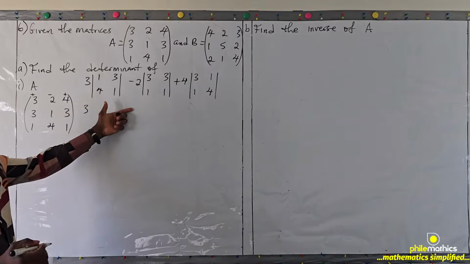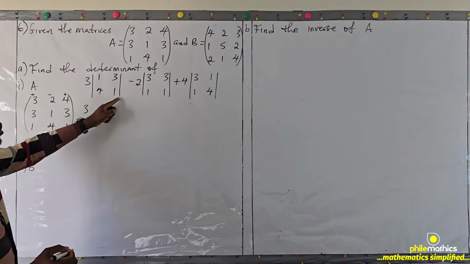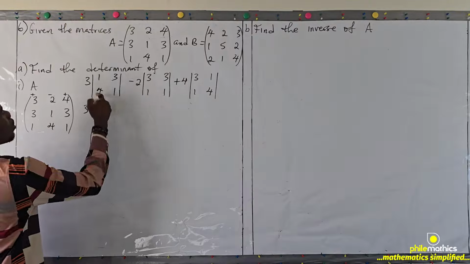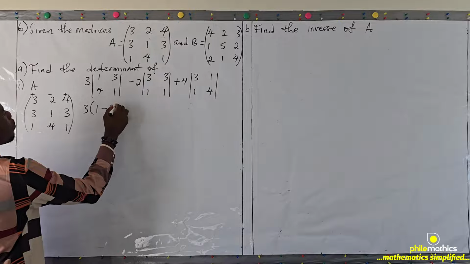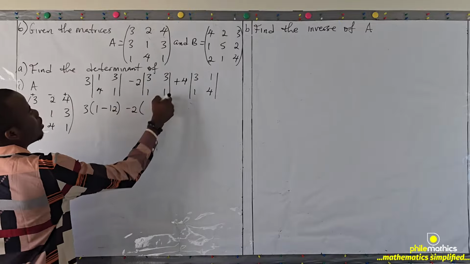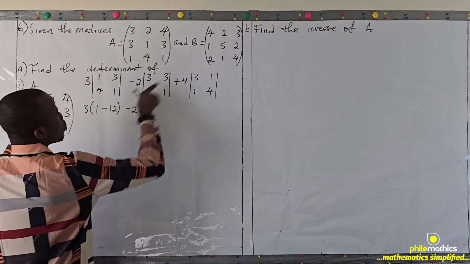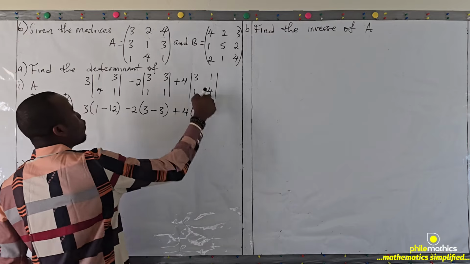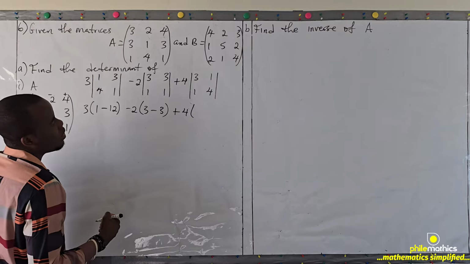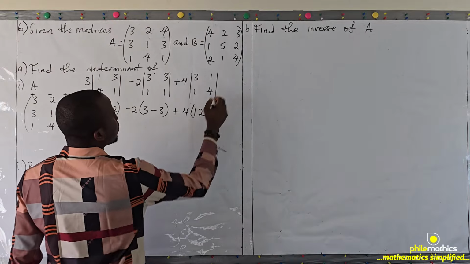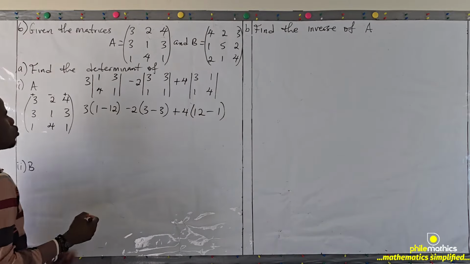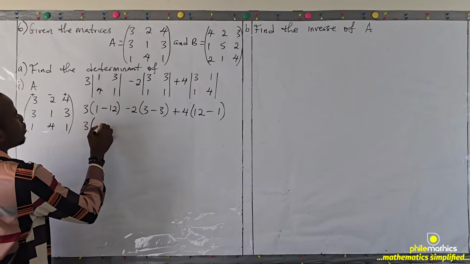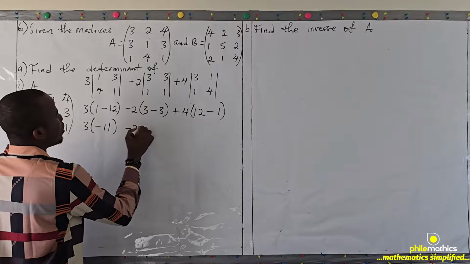And how do you calculate the determinant of a 2 by 2 matrix? It's just the leading diagonal minus this. 1 times 1 is 1. 4 times 3 is 12. This is minus 2. 3 times 1 is 3. Minus 1 times 3 is 3. Plus 4. 4 times 3 is 12, and 1 times 1 is 1. So for this, we have 3. 1 minus 12 is minus 11. 3 minus 3 is 0.